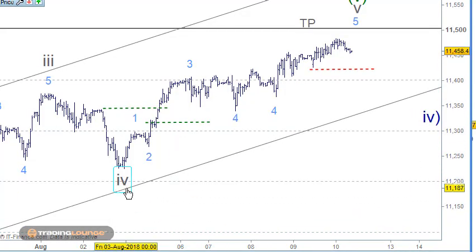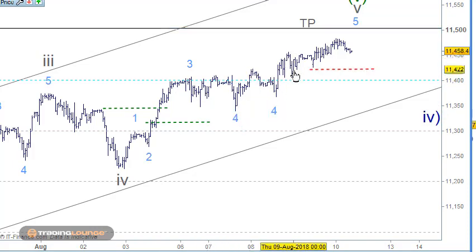From this wave 4 here, I can count this as wave 1 and 2 here, and wave 3 here. I'm happy with that. And then I can count this as an A and a B and a C for wave 4 here. But it's also possible to count this as more of a triangle pattern across here, where we have an A, B, C, D, and E here for wave 4 here.